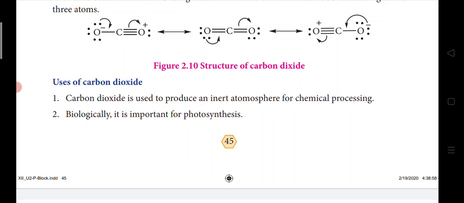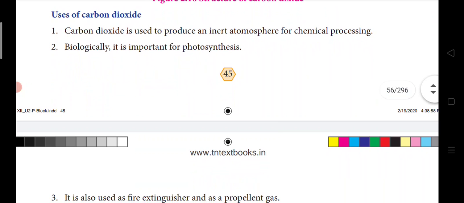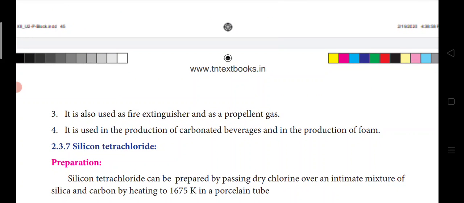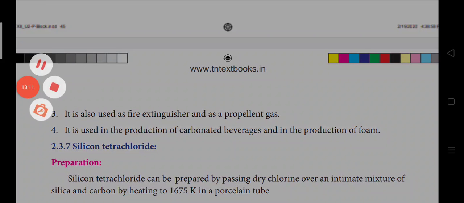So uses: it is used to produce an inert atmosphere for chemical processes, and biologically it is important for photosynthesis also. It is also used as a fire extinguisher and as a propellant. It is used in the production of carbonated beverages and in the production of foam. So all these are very well known uses. Carbon dioxide is very common.